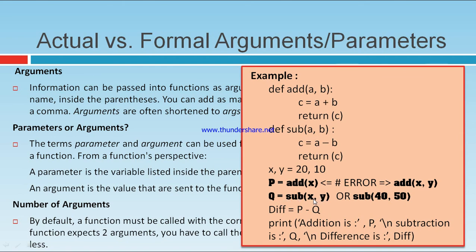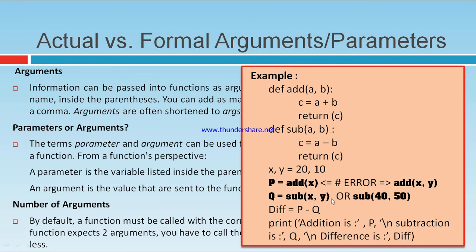Now check this sub function calling. Q equal to sub XY. X and Y are the actual arguments or actual parameters of the function, and when the sub function is called from this line, a comma b, the value of x is stored inside the variable a, and the value of y is stored inside the variable b. So a and b are known as parameters or formal arguments, formal parameters of the function, right?